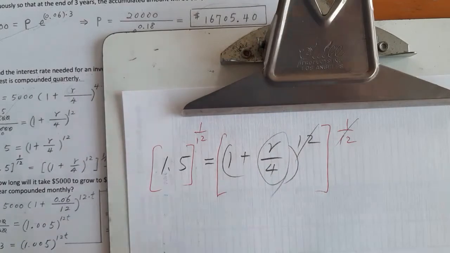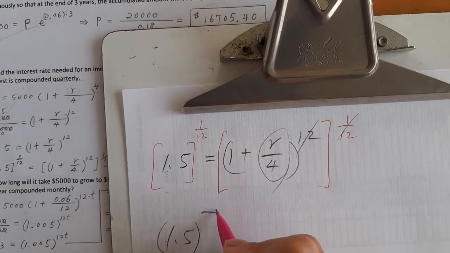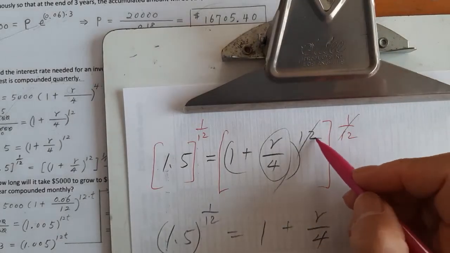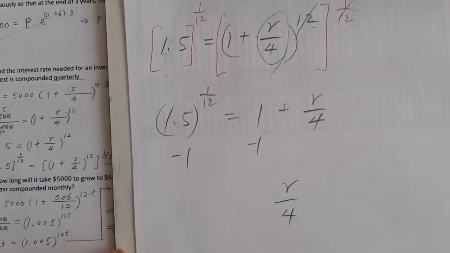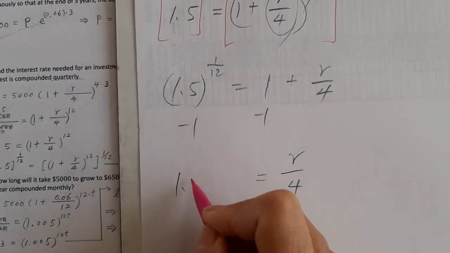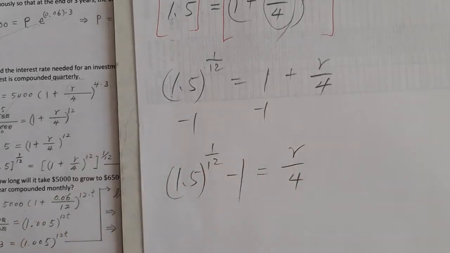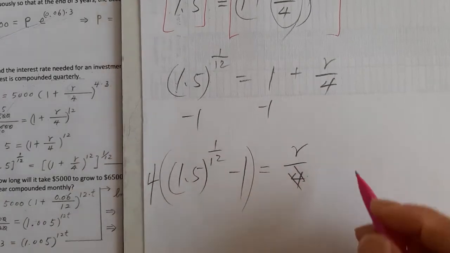The exponents together equal 1. So you get 1.5 to the power 1/12 equals 1 plus R over 4. Then you subtract 1 from both sides, and you get R over 4 equals 1.5 to the power 1 over 12 minus 1. Then you multiply by 4 on both sides, and you get R.